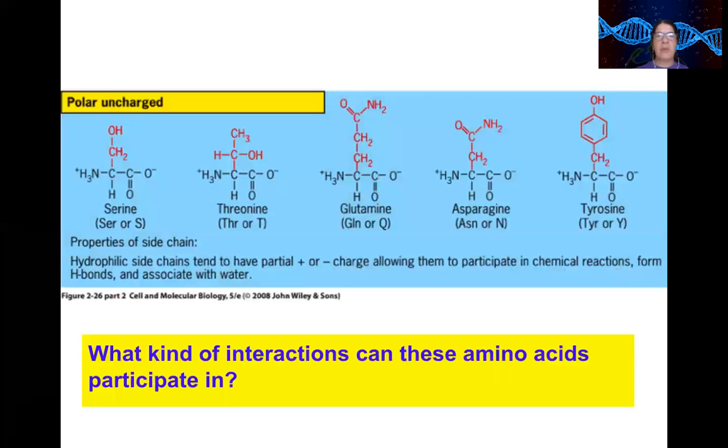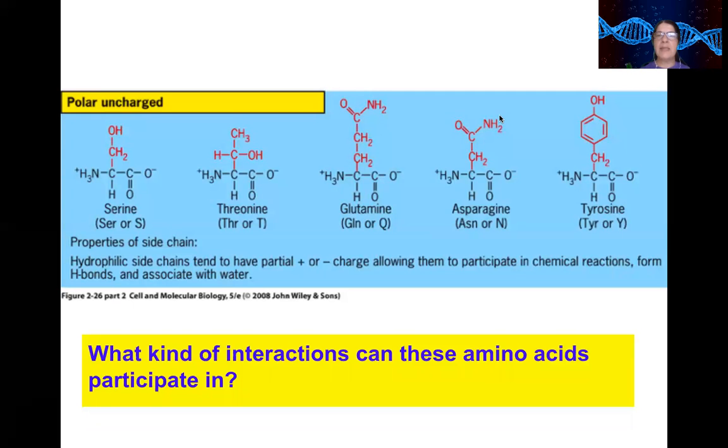These types of amino acids are polar, but they're not charged. Now, why are they polar? Let's examine the red again. In red are the R groups, the side chains. This one has a hydroxyl group. This one also has a hydroxyl group. This one has an amino group and an aldehyde group, or a keto group. I don't know, what are we going to call this?